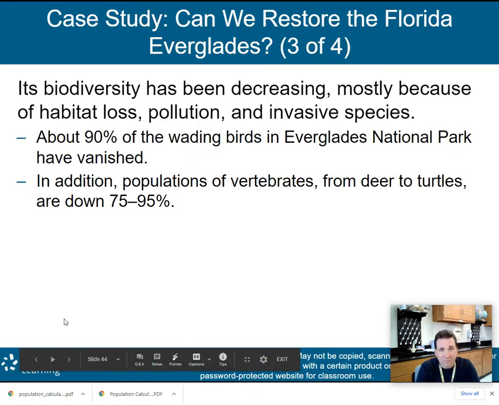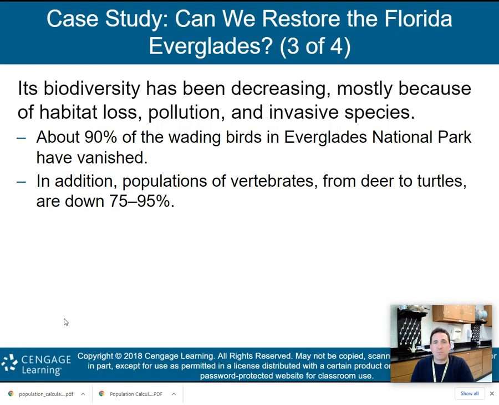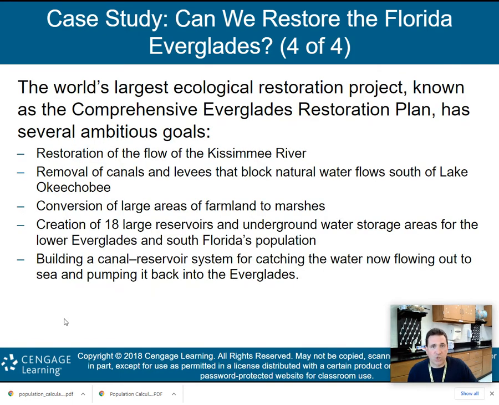Its biodiversity has been decreasing, mostly because of habitat loss, pollution, and invasive species, just like we talked about. 90% of wading birds in the Everglades National Park are gone, and in addition, vertebrates from deer to turtles are down 75 to 95%. And again, why? Habitat loss, pollution, and the invasive species in the Everglades. You saw the habitat loss, how much smaller it looks. Invasive species are moving in, and obviously pollution as well.